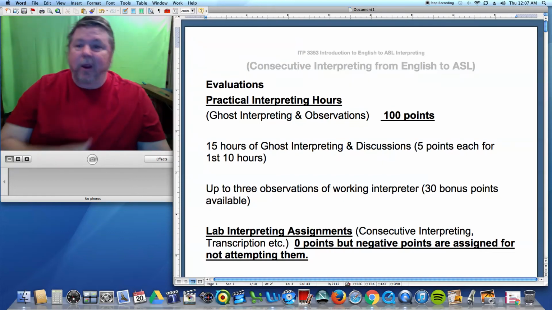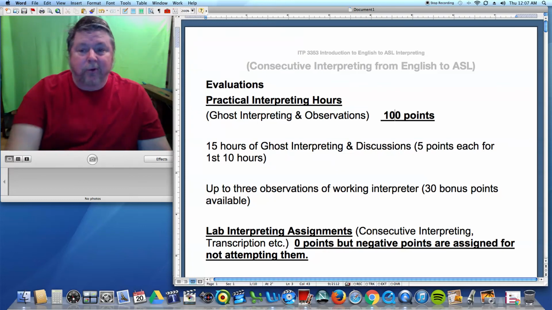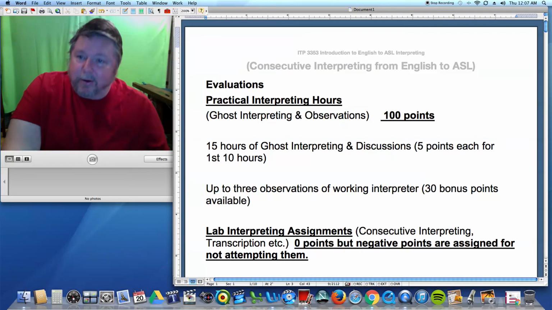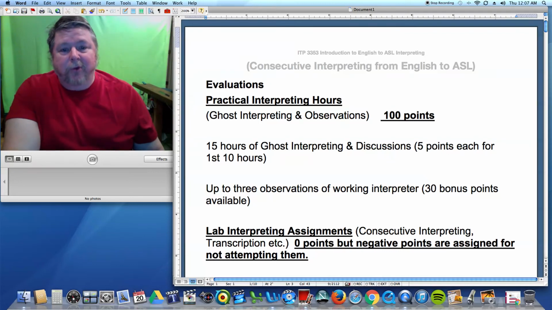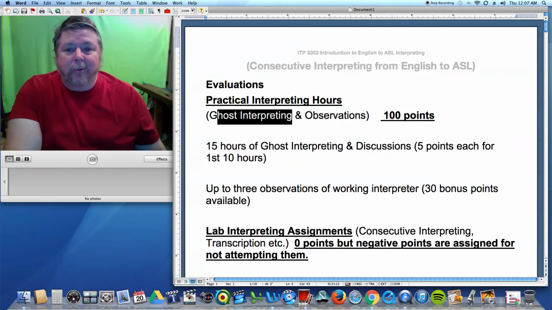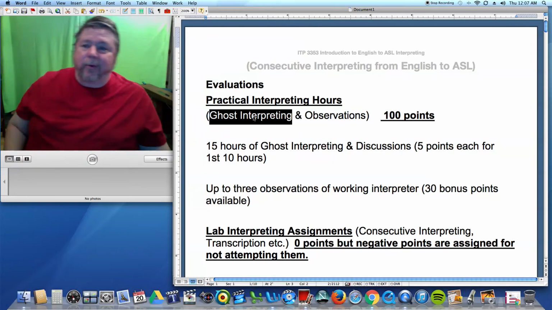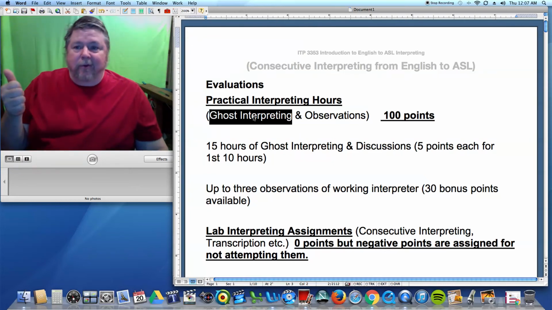There is your setting. It could be anywhere. It could be a church service. Do you have to have deaf people present? Absolutely not. You don't have to have deaf people present for ghost interpreting. That's why we call it ghost interpreting, because you're not actually interpreting for a consumer, but all the other variables are intact. There really is a source text to work with.